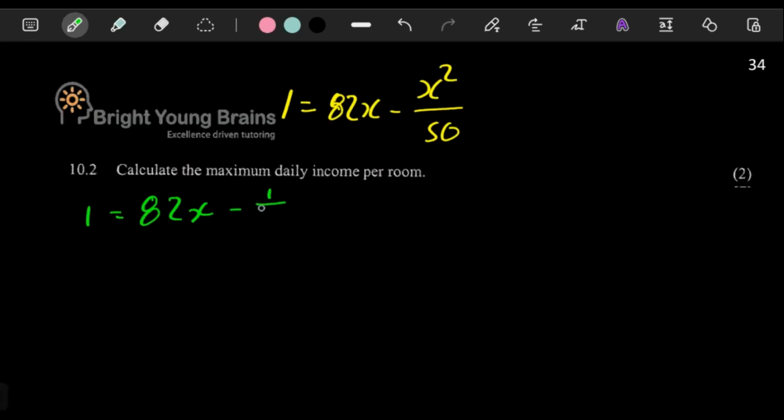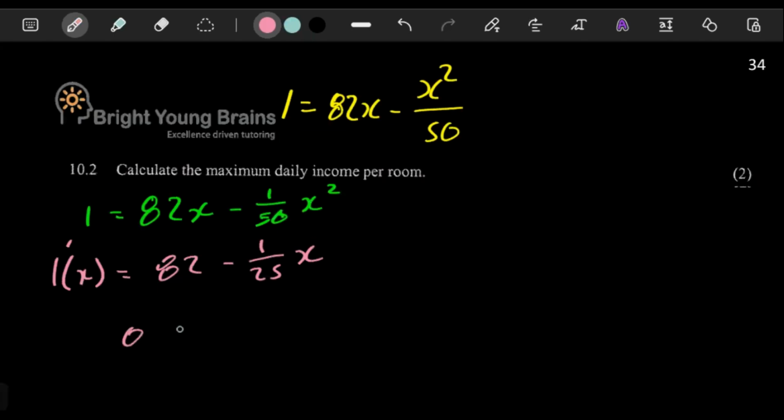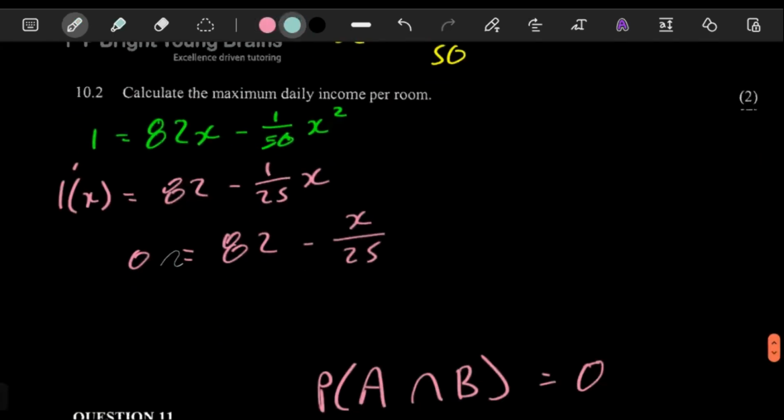To make it a bit clearer, this is what we have, right? So when you differentiate, you can say this is in terms of x. So this is going to be 82. This times that is going to be 1/25x. You're going to make this equal to 0. I think x is better if you write it as a numerator, because now you can take it to the left.